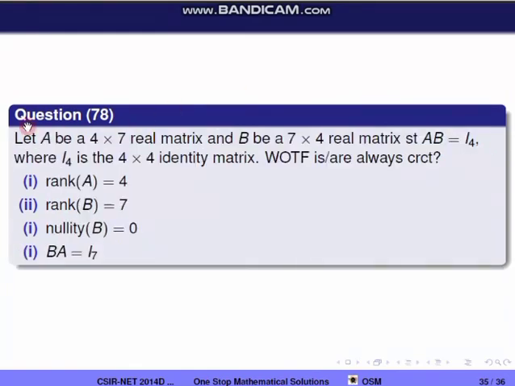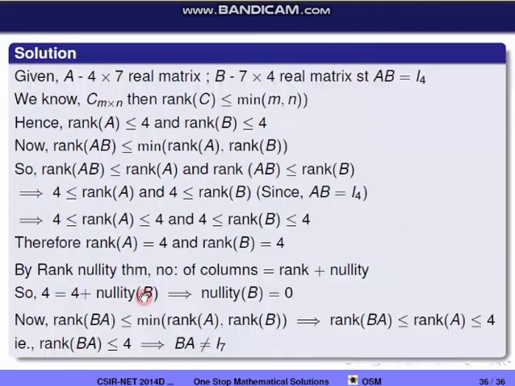Next question, question 78. Let A be a 4 cross 7 real matrix and B be a 7 cross 4 real matrix such that AB is equal to I4, where I4 is the 4 cross 4 identity matrix. Which of the following is always true? So they are given two matrices here which satisfies this equation. We have to find which of the option is true. So we'll look how to do this question.